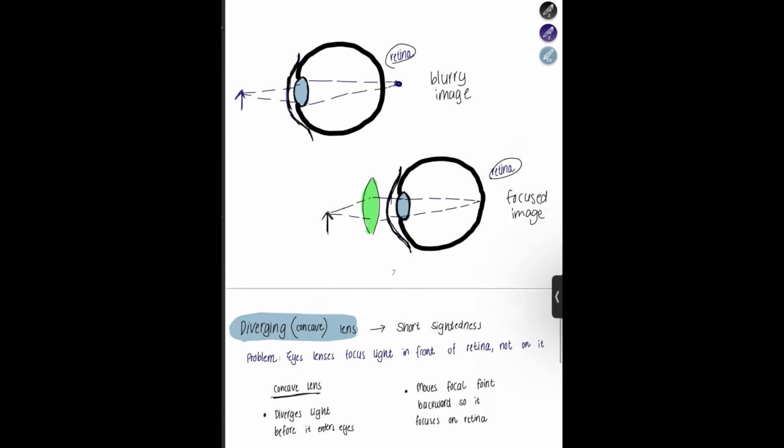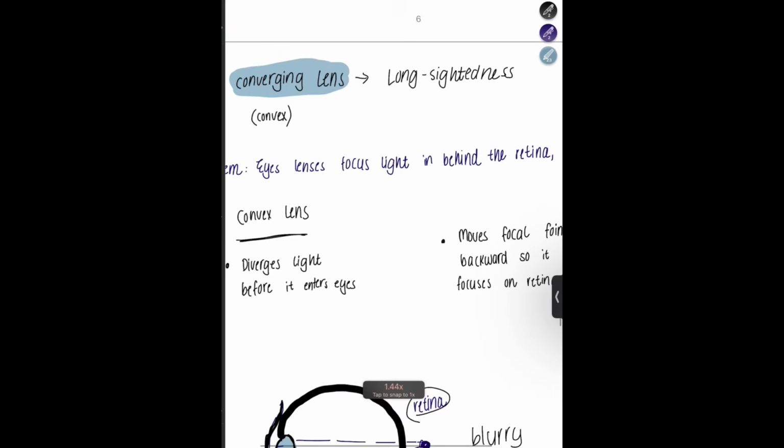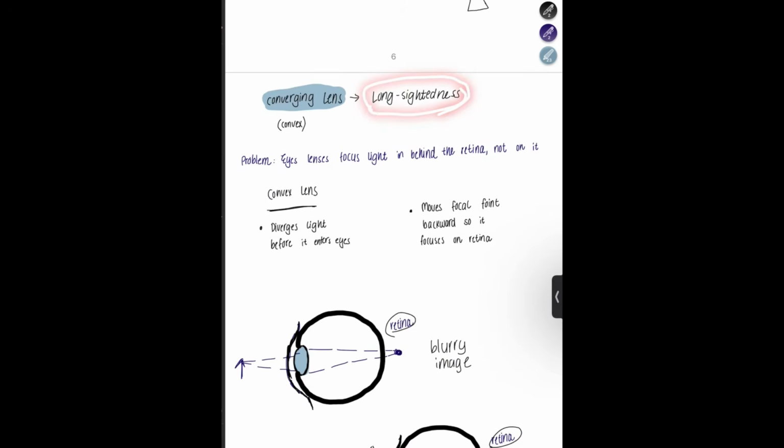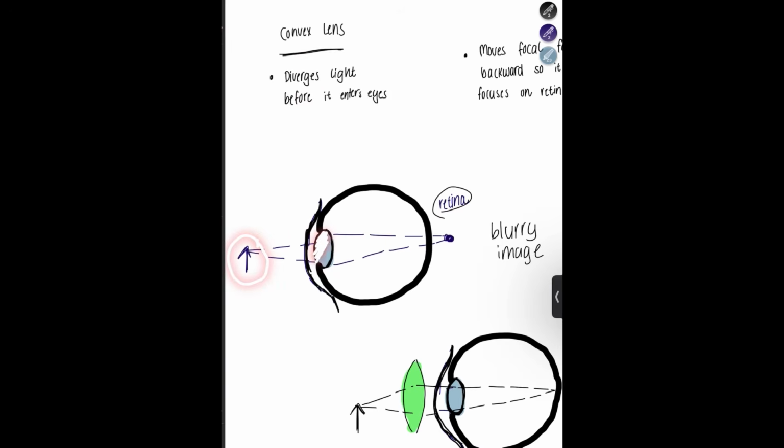Okay, moving on. So in this part, we'll discuss how converging and diverging lens are going to solve or correct our eye problems such as long-sightedness and short-sightedness. Now, long-sightedness is basically when you can see objects that are further apart from you, but you cannot see objects which are close to you, okay? So the problem, remember, converging lenses are also called convex lens. So the problem basically is that the lenses of your eye, which are naturally present in our eyes, they focus light behind the retina and not on the retina.